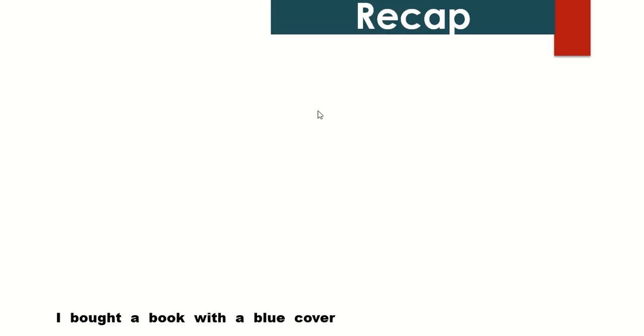This is the sentence: I bought a book with a blue cover. Okay, let's recap now how to do a tree diagram. As I said, the first thing you need to do is to think about the constituents of your sentence. So what do we have here? We have a sentence where we have a noun phrase, I, and the rest of the sentence, which is bought a book with a blue cover, is a verb phrase. The verb phrase is composed of a verb and a noun phrase, which is a book with a blue cover.